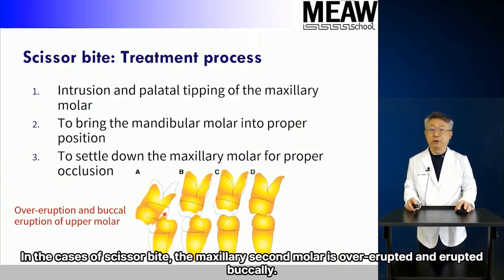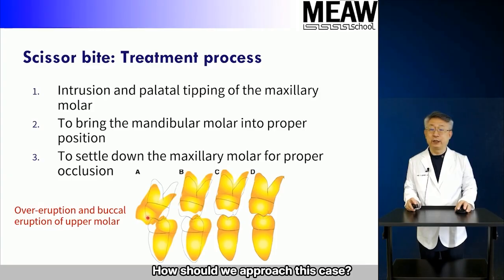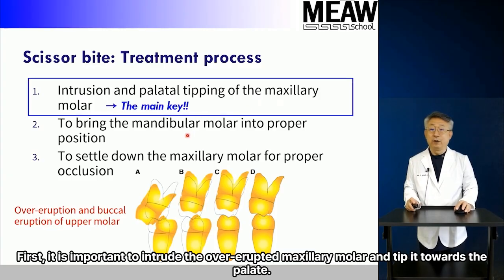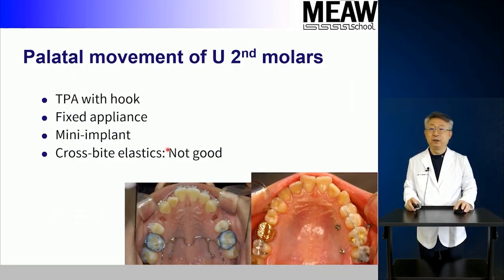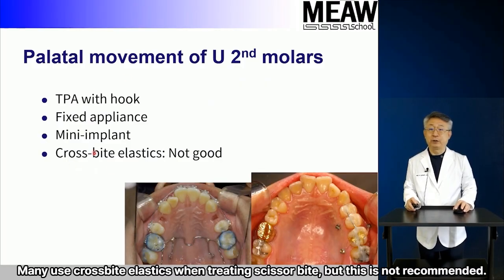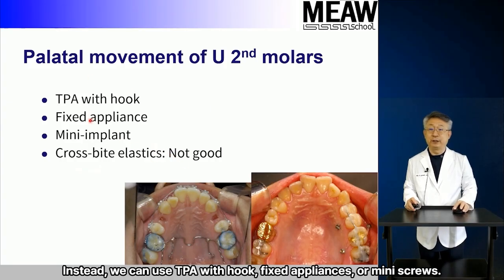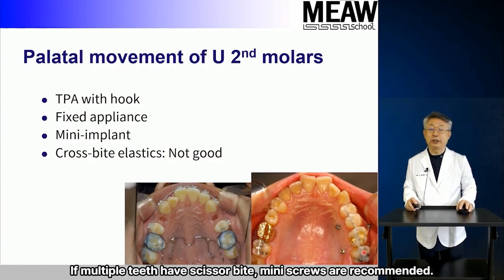In the cases of scissor bite, the maxillary second molar is over-erupted and erupted buccally. How should we approach this case? First, it is important to intrude the over-erupted maxillary molar and tip it towards the palate. What should we do to achieve this? Many use crossbite elastics when treating scissor bite, but this is not recommended. Instead, we can use TPA with hook, fixed appliances, or mini screws. If multiple teeth have scissor bite, mini screws are recommended.